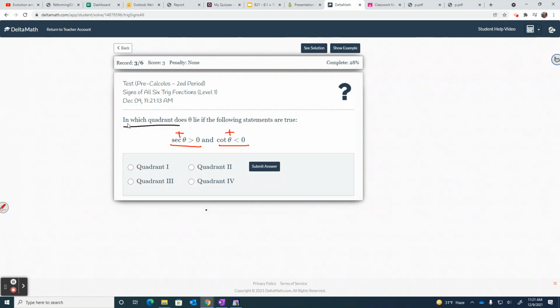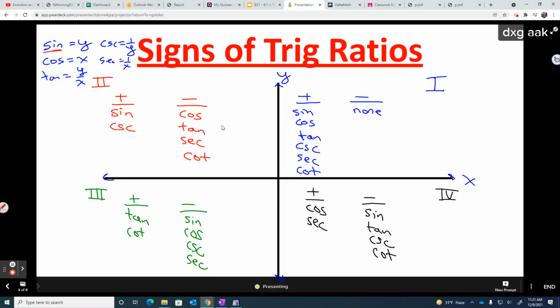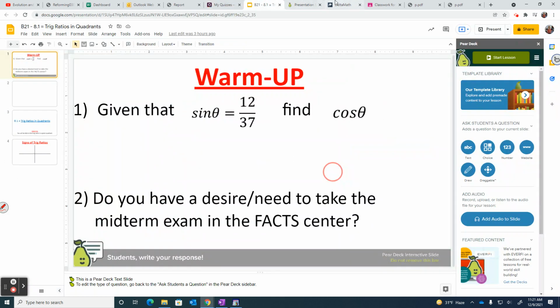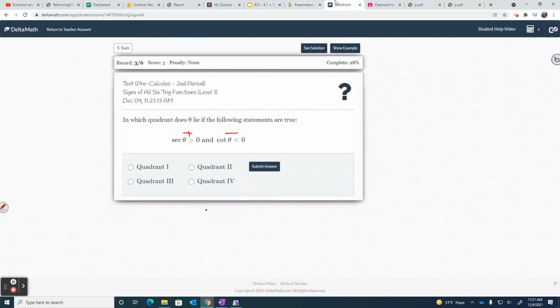Next one. Secant is greater than 0, so that's positive. Cotangent less than 0, negative. So you're going to look at your chart. Secant positive, cotangent negative, so it's going to be quadrant 4. So that's all you're doing in your first one. Pretty simple.